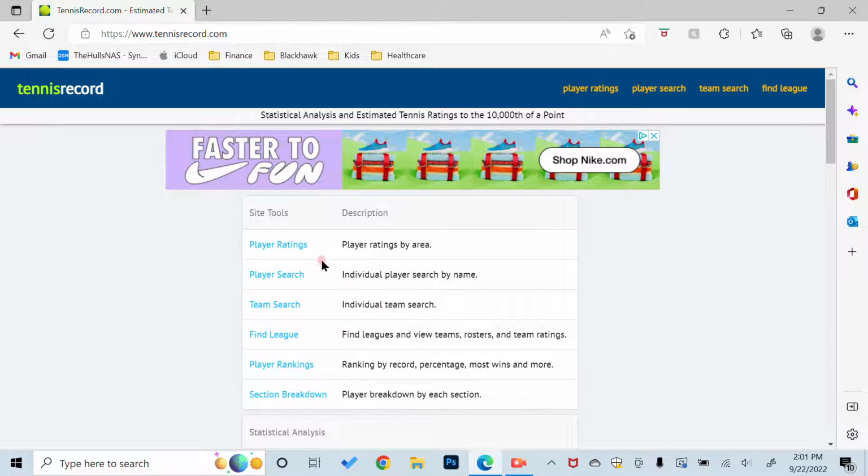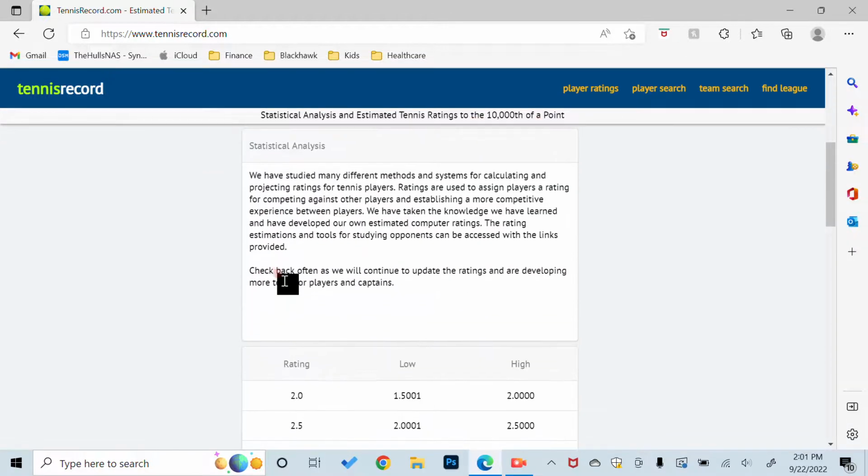So going through here, really the only link you will need to know is the player search. You can get all the player ratings from the player search. This is just kind of a lot of noise. You can get particular team information from the player search, same with the league information. So really player search is the only link you really need to know on Tennis Record. It talks a little bit about the algorithm. Again, it is a dynamic rating based on the matches and the games won.